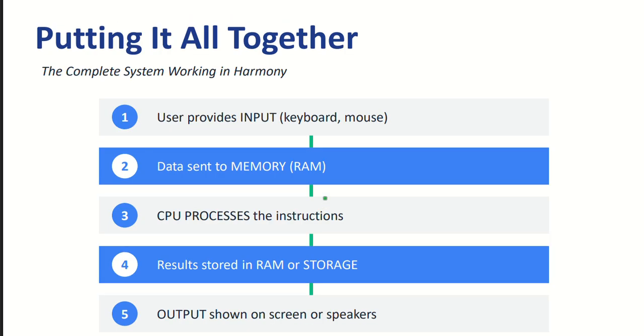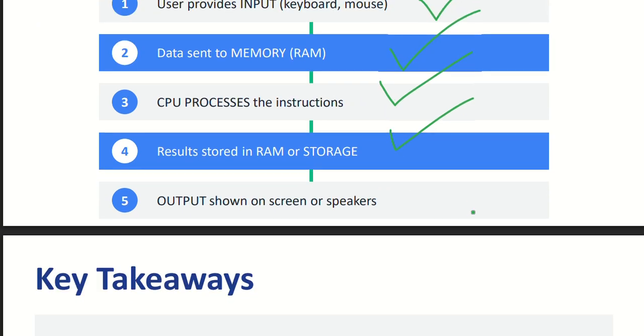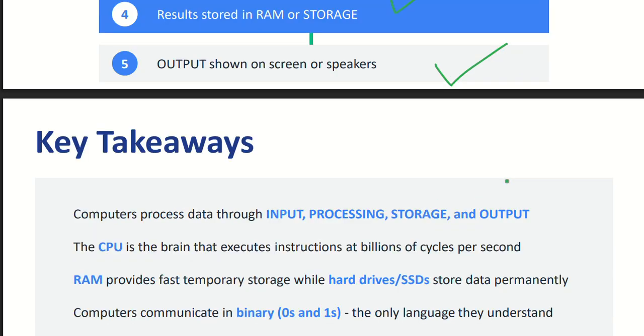Putting it all together, the complete system working in harmony. The user provides input, first of all by the use of keyboard and mouse, and data is sent to memory called RAM. The CPU processes the instructions. Then the results are stored in RAM, or in storage if you want to turn off your PC, and the output is shown on speaker or on screen.